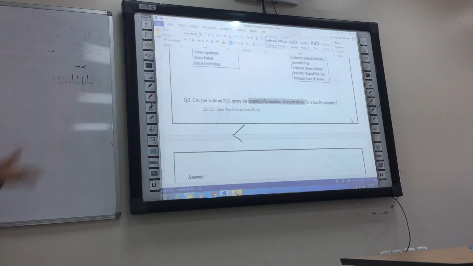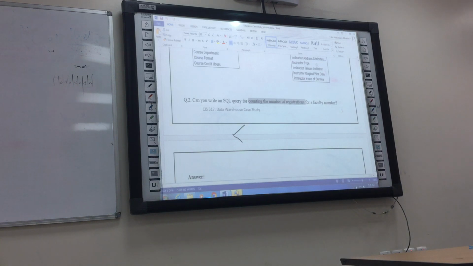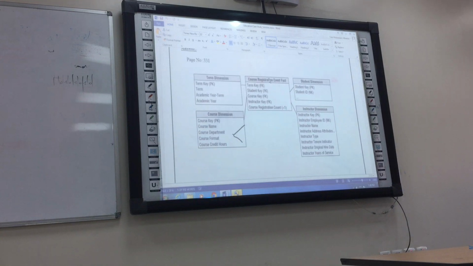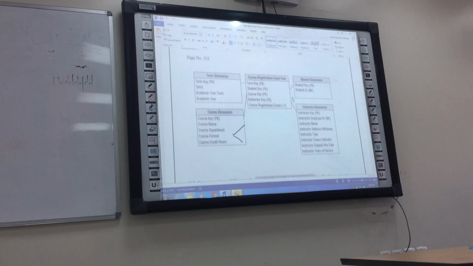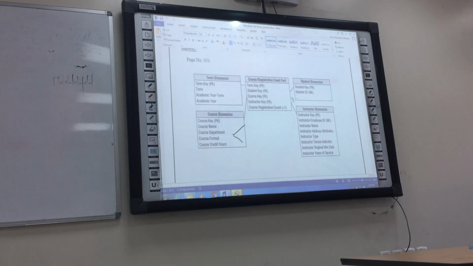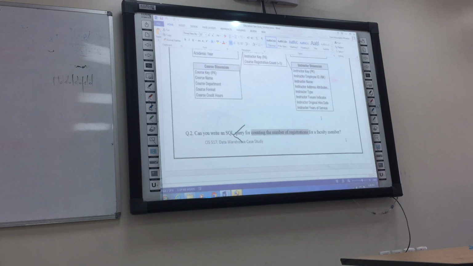So now you have these tables. You need to select what? The question is counting the number of registered students just for a faculty member. Select the instructor who had that course and get the number of registered students in that course. Counting the number of registrations for a faculty member.